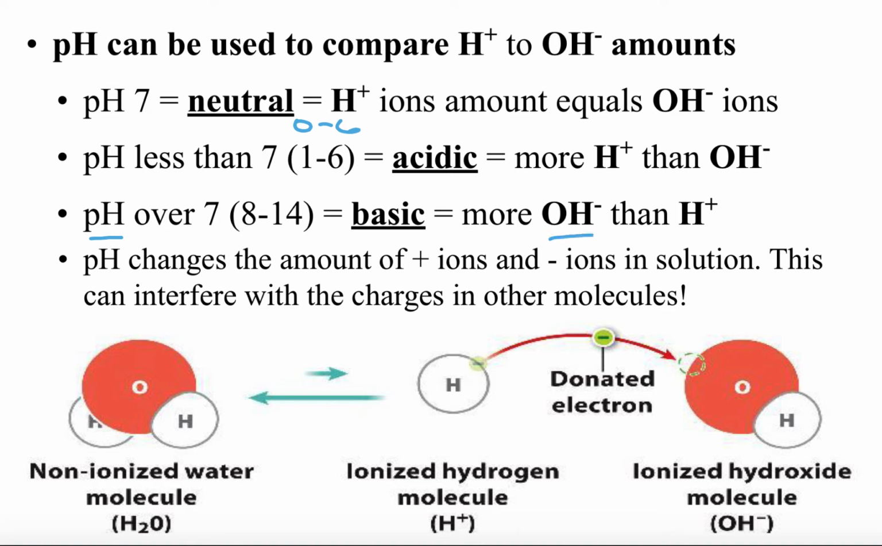And the biggest thing here is because pHs are associated with having more positive ion or more negative ion, what that means is if you are at the non-optimal pH for an organism's molecules or cells or body, that will actually interfere with the molecules in that organism and can directly affect life and be harmful if you're at the wrong pH.